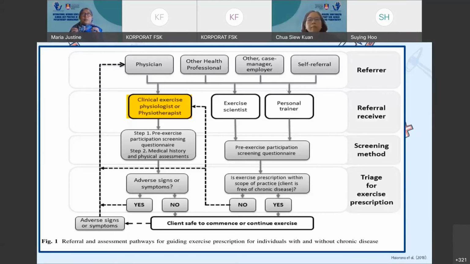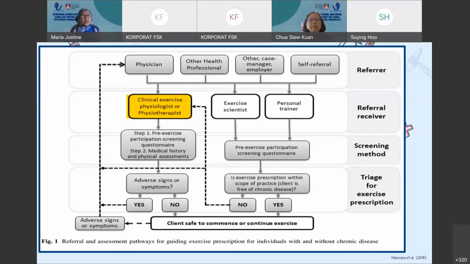because the clients may present with chronic disease, in Australia they need to be referred to the clinical exercise physiologist or the physiotherapist, because the physiotherapist will do additional medical history and physical assessment. Why? To detect any adverse signs or symptoms. If there are no adverse signs or symptoms, you can continue prescribing exercises to your clients. If there are any signs or symptoms, then they need to be referred to the physicians.